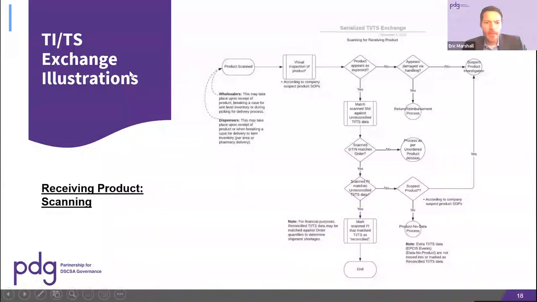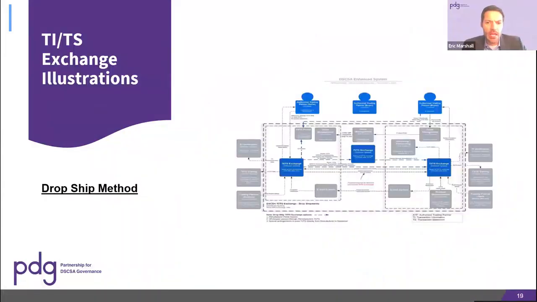Thanks, Bob. And I'll just quickly introduce the next few slides. What Bob just walked through is your standard established commercial relationship. Often, not necessarily always, it's one of those transactions within a typical manufacturer to wholesaler to dispenser supply chain and exchange.